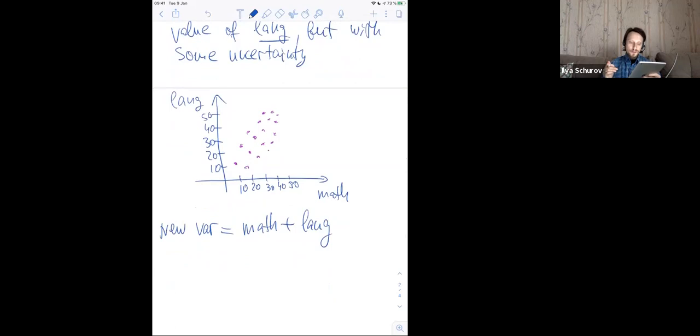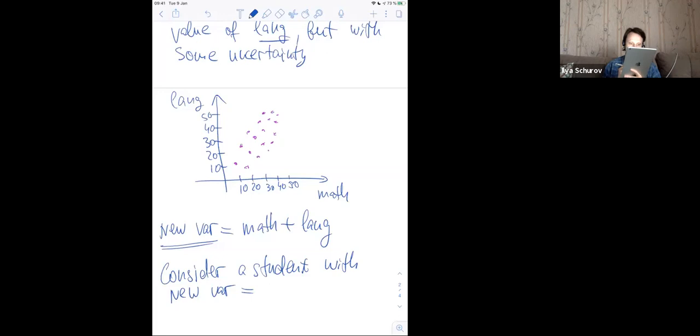Assume that I see a student and assume that I know their value of this new certificate score. Consider a student with new var, for example, equal to 50. What can I say about this student? Where can this student be located on this picture?